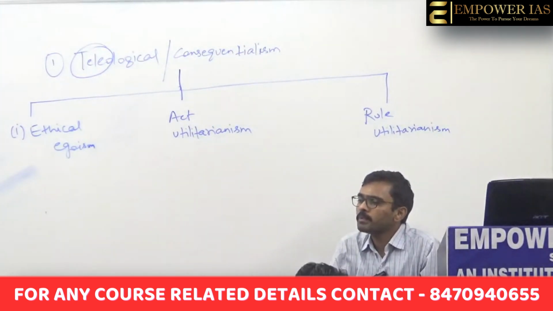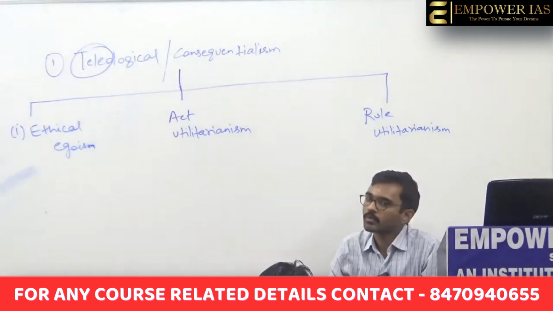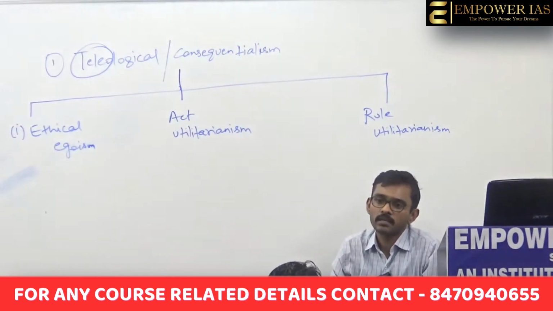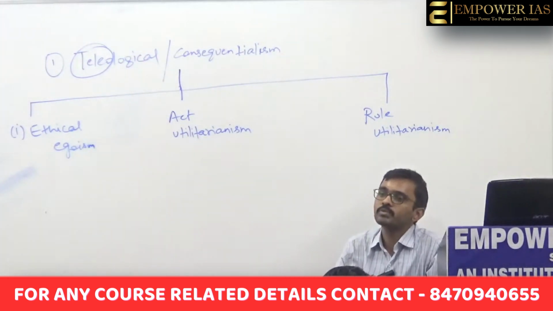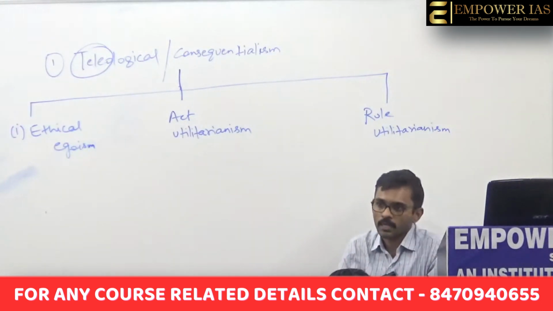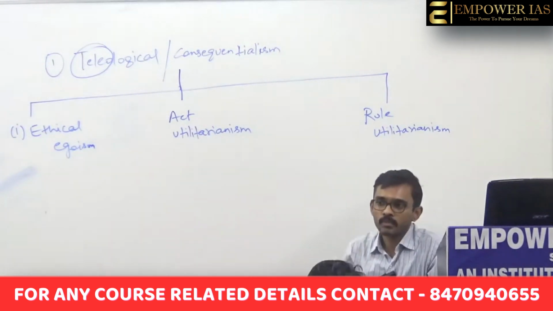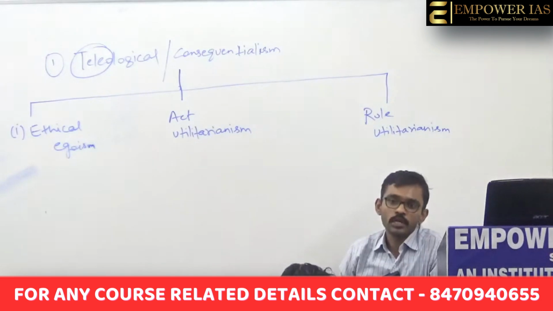Now the problem with act utilitarianism is that it can be misused. It can be used to justify even unethical acts such as cheating, stealing, by saying that a lot of people are benefiting from it. Why are you cheating? सबका भला होगा. All the people would be benefited. Why are you stealing? I'm going to distribute whatever I'm stealing to the poor people. I'm trying to bring about the greatest good for the greatest number of people. So act utilitarianism can be misused to do certain unethical activities. That's why act utilitarianism has been refined in the form of rule utilitarianism.